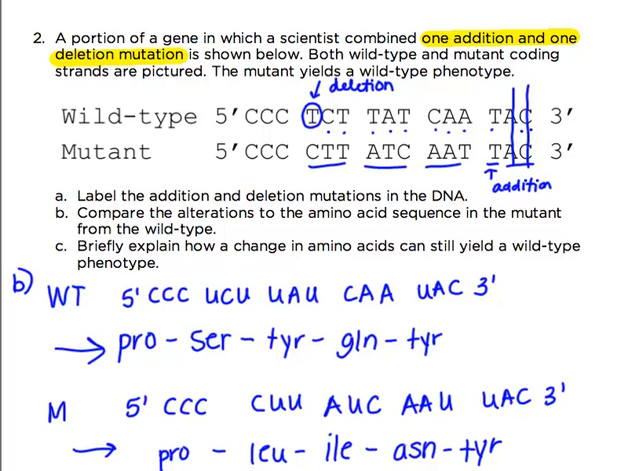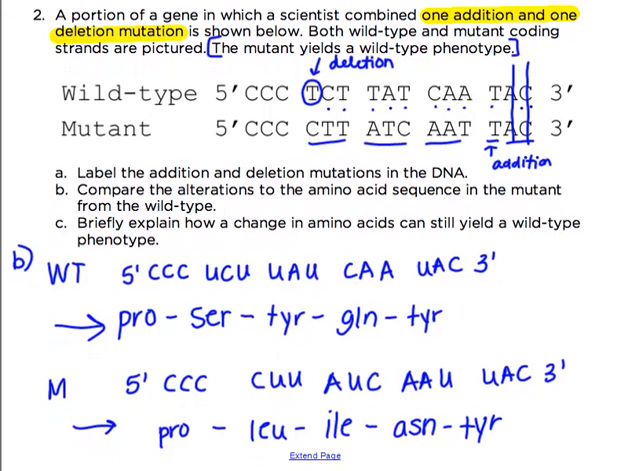Now for part C, it says, briefly explain how a change in amino acids can still yield a wild type phenotype, because remember, on the top here it said that the mutant yields a wild type phenotype. Well, this is just an example, and the actual changes in the amino acid sequence, this primary sequence, may not actually fit this explanation. But the general answer is that amino acids are grouped into different classes with similar properties.